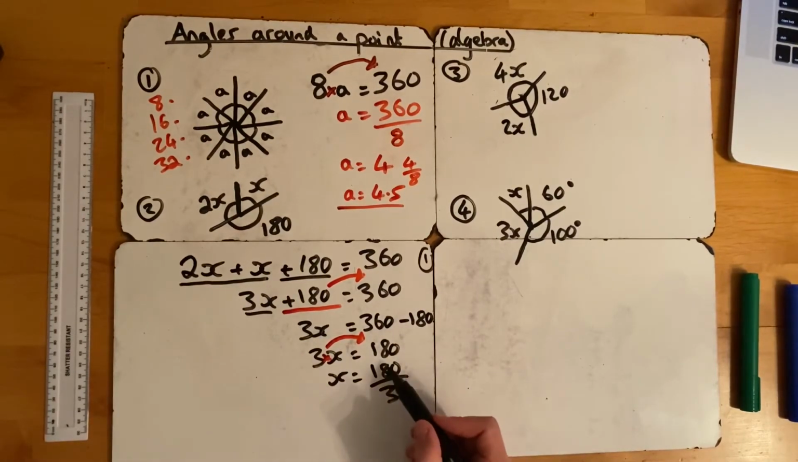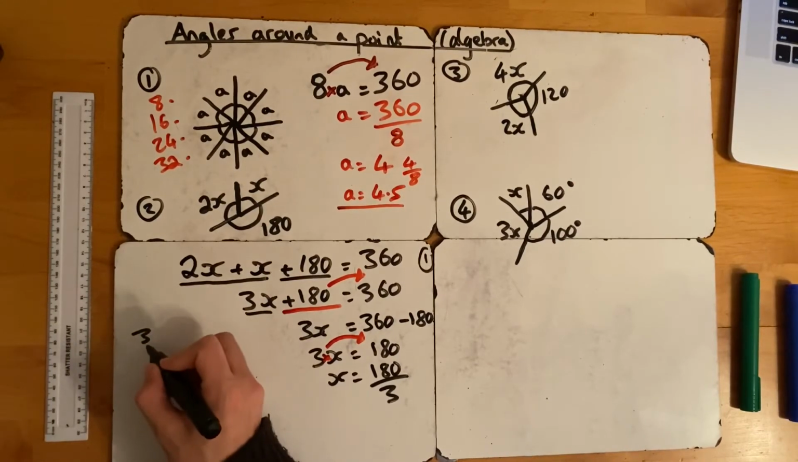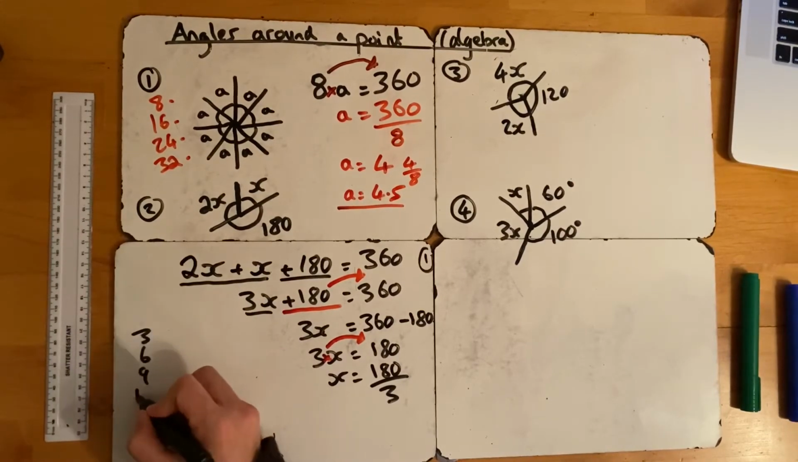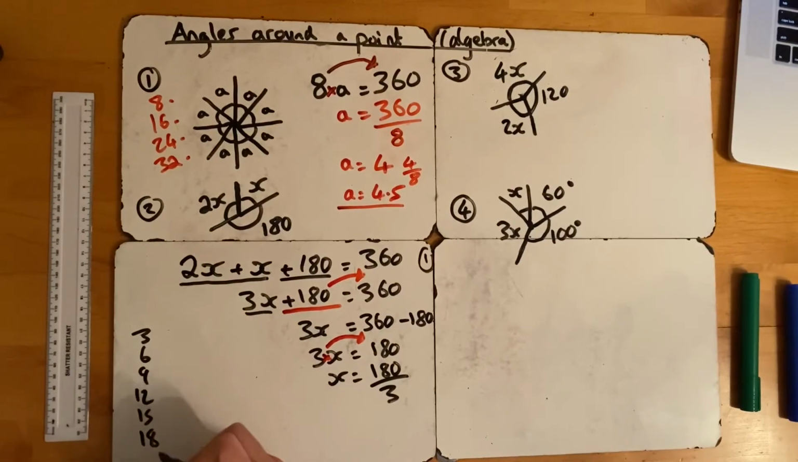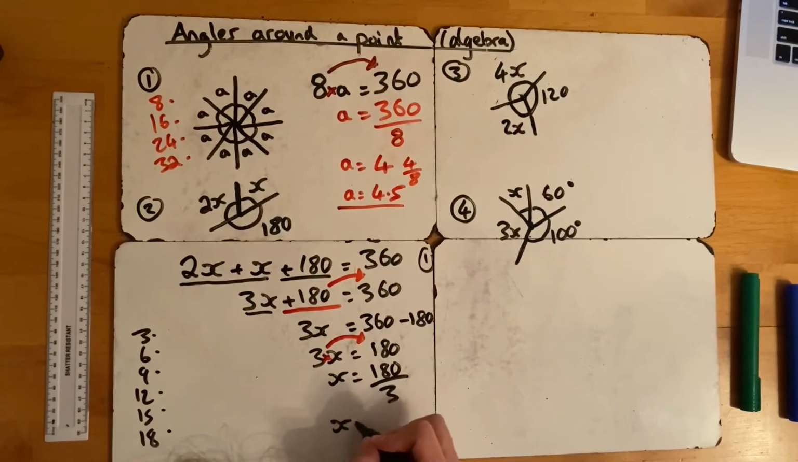How many 3's go into 18? If you know the answer, write it down. Otherwise, you do the 3 times table. 3, 6, 9, 12, 15, 18. 1, 2, 3, 4, 5, 6. 6. So x is equal to 6.